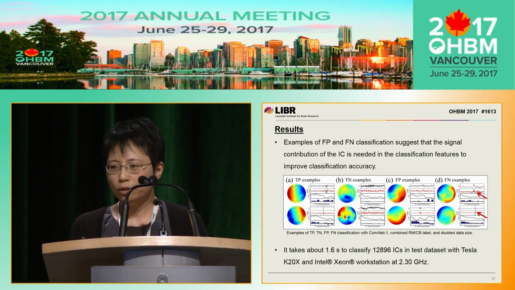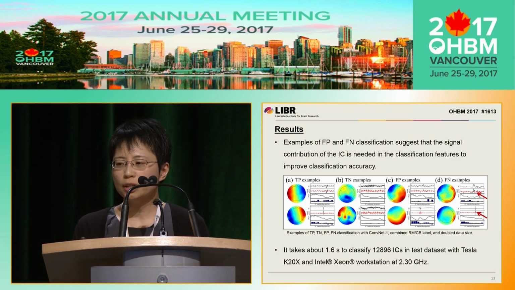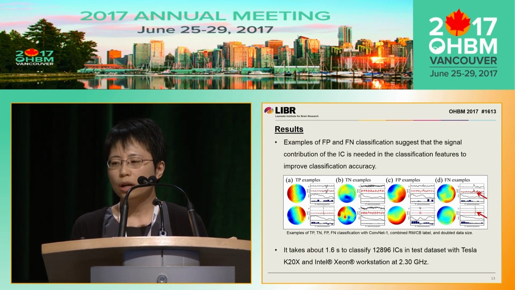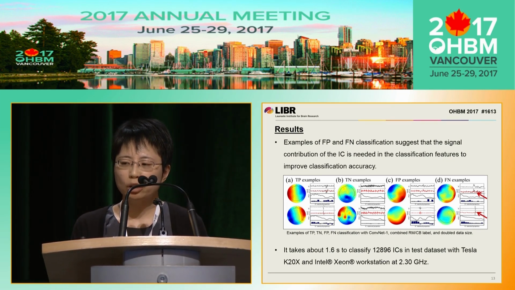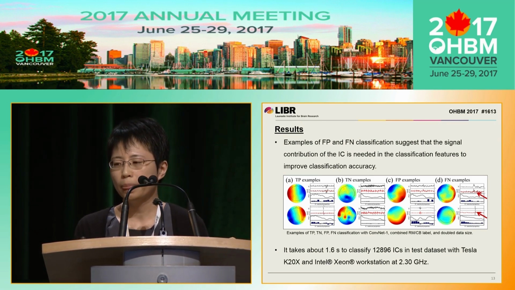The ICs of the false negative classification examples are motion ICs because the topographic map, power spectrum, and the signal spike reduction in the EEG time course satisfy the condition for a motion IC, even though this IC does not have textbook standard topographic maps.